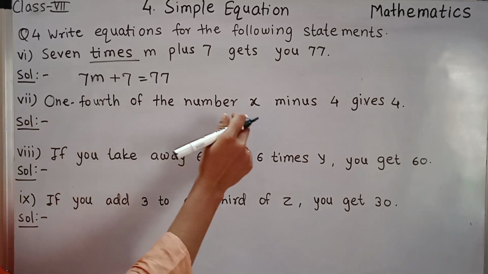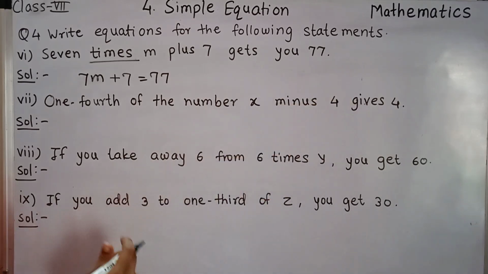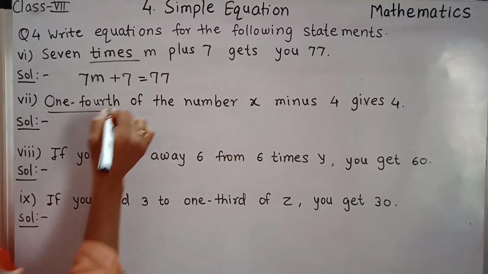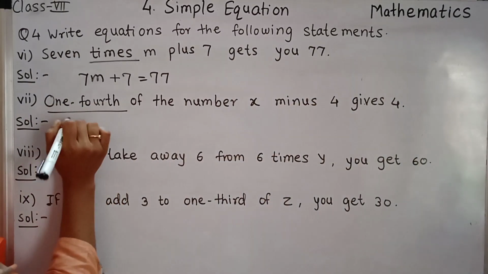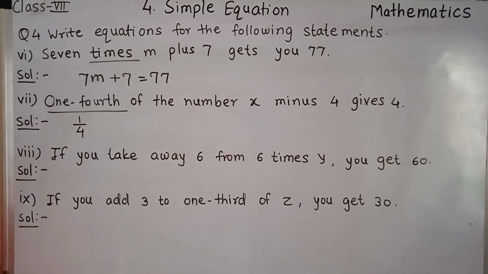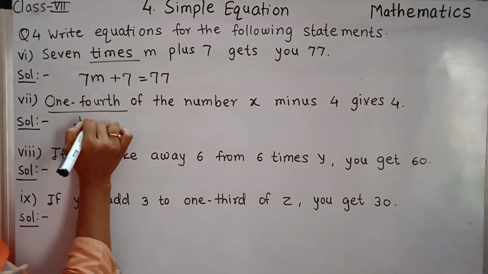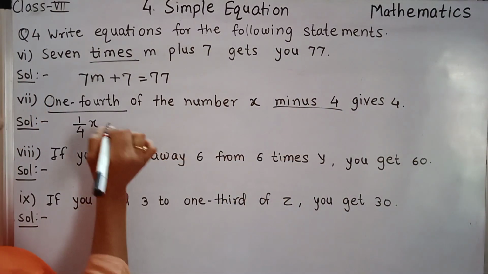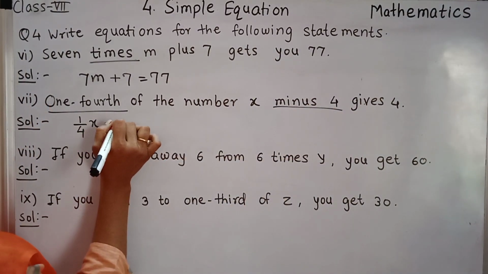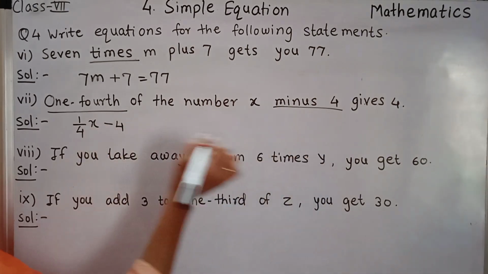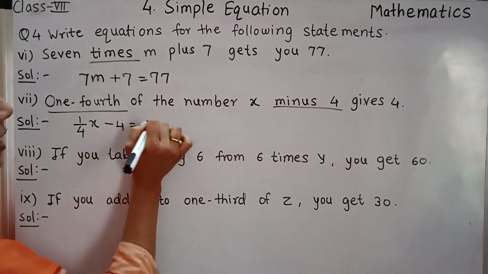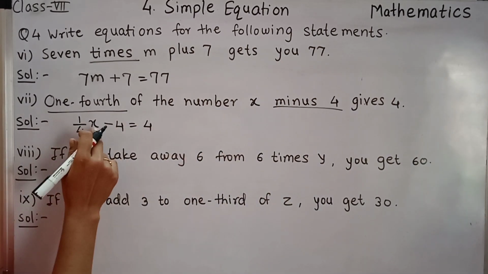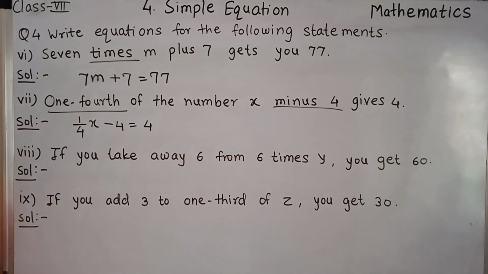1/4 of the number x minus 4 gives 4. What is meant by 1/4? It is 1 part out of 4 parts of the number x. So this will be 1/4 of x minus 4. So we should take the subtraction. So minus 4 gives you means what? The final answer is 4. So 1/4 of x minus 4 equal to what? 4. And this is the equation.